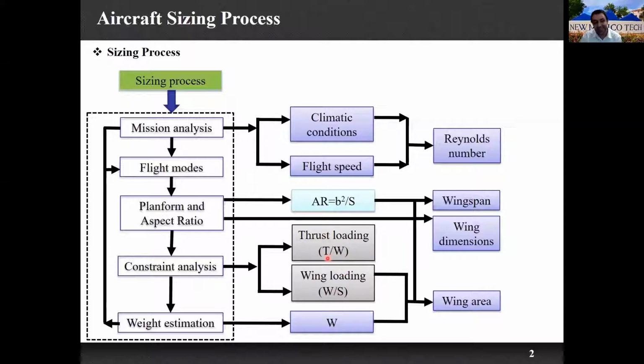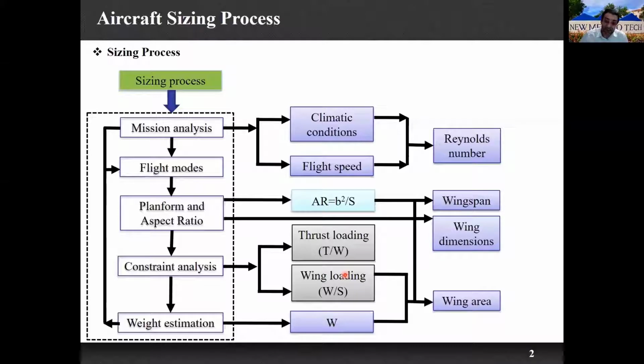T stands for thrust and W stands for the weight, or total weight, of our airplane. Wing loading is the ratio of the total weight of our aerial object divided by the surface area of the wing. So if you have a drone or fixed-wing UAV or UAS, and you measure the weight of this drone divided by the surface area of the wing, you get the wing loading. These are the two main factors that we need to consider in the sizing process.